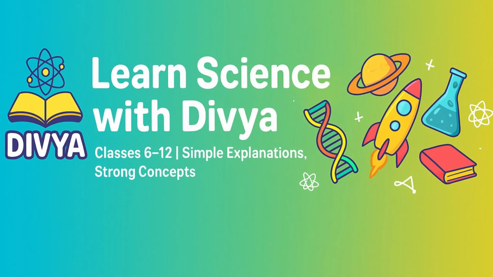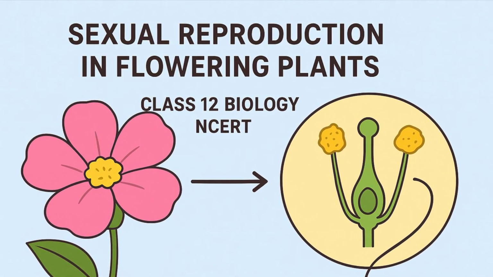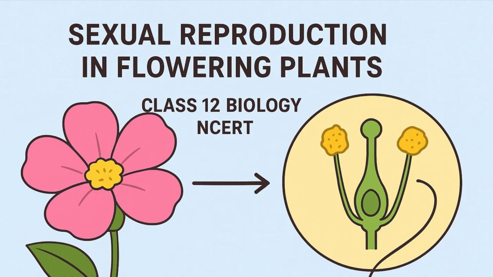Today I am going to start the first chapter of class 12 biology, sexual reproduction in flowering plants. So let's start the chapter.